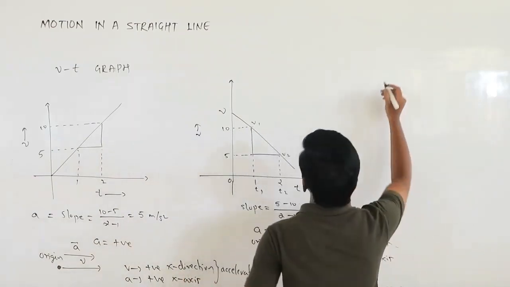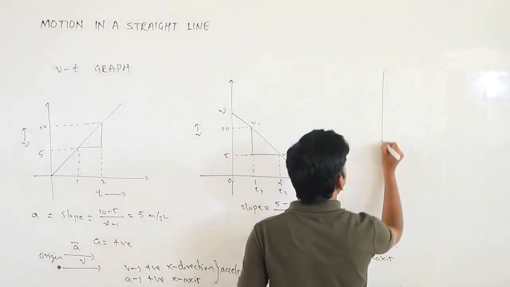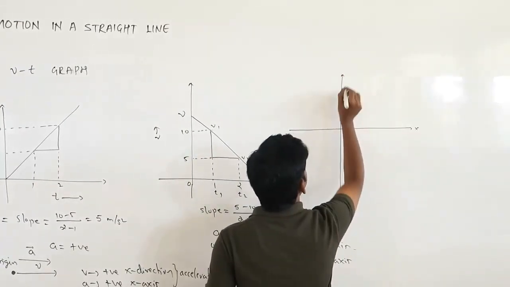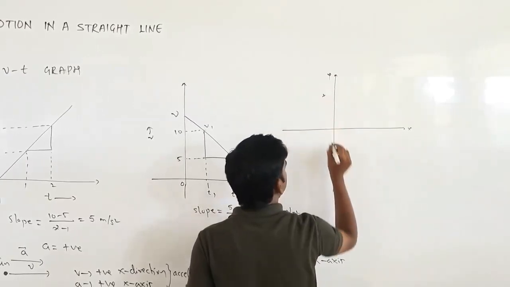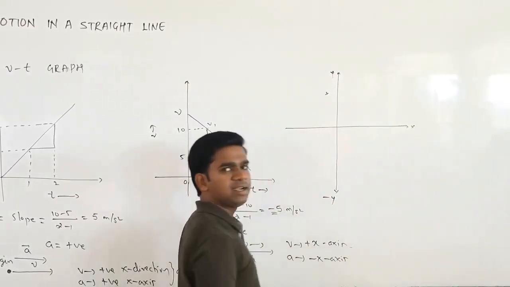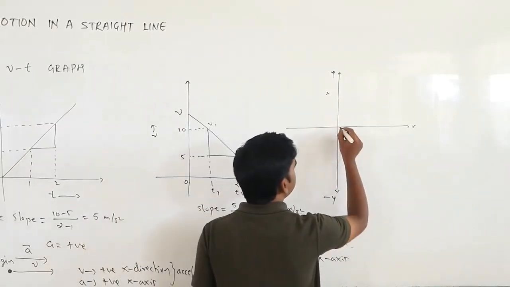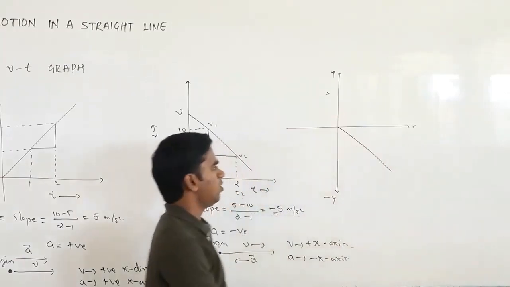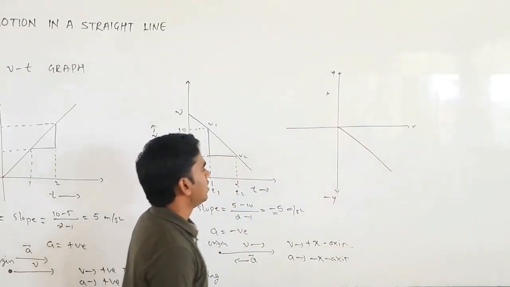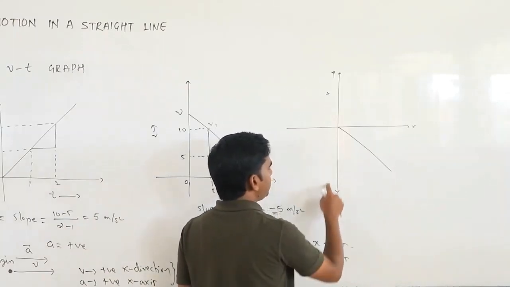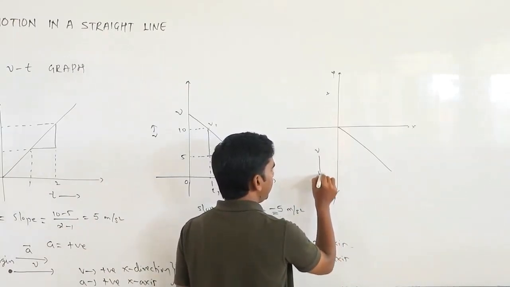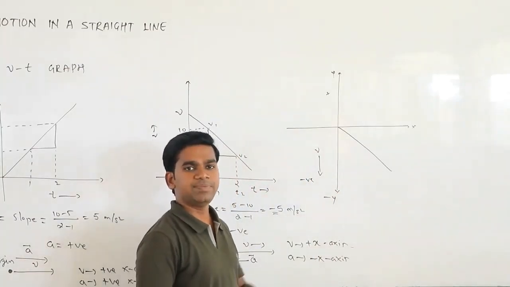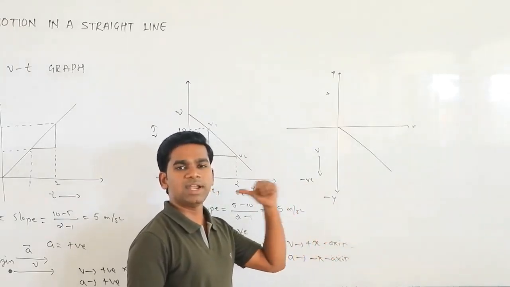Okay, so next I will take the negative y axis. This is positive x, this is positive y, so here you will get the negative y. So if the graph is something like this, what can you comment on this graph? Here v is negative, which means that the direction of the body is along the negative x axis.